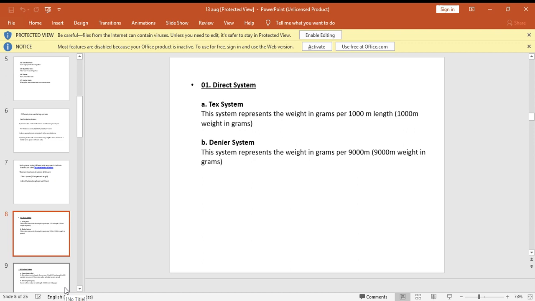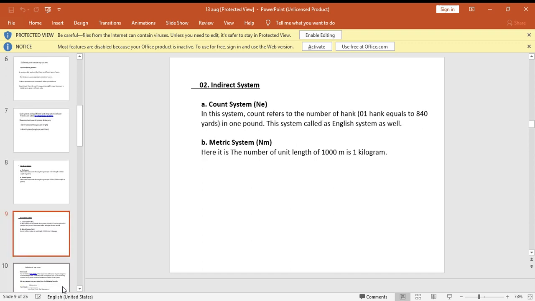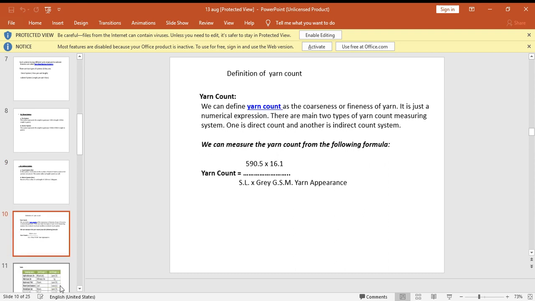In the text system, this system represents the weight in grams per thousand meters, and in the denier system, this system represents weight in grams per 9,000 meters. And in the indirect system, it is having count system, also called NE. NE is an English system, and NM is a metric system. Count system is, in this system, count refers to the number of hanks. That is, one hank equals 840 yards in 1 pound. This system is called English system. And in metric system, the number of unit length of 1,000 meters is 1 kilogram.